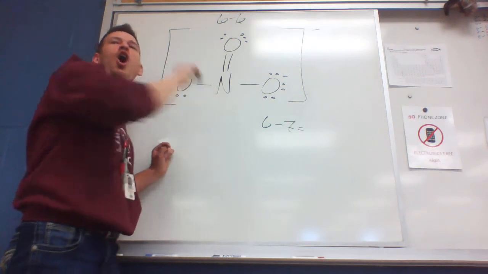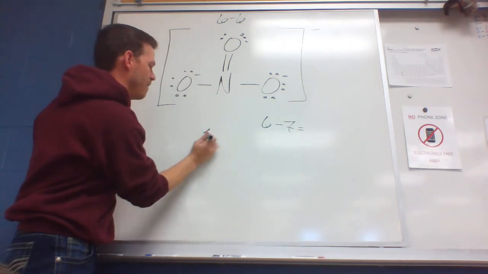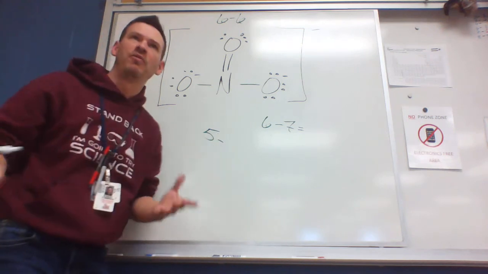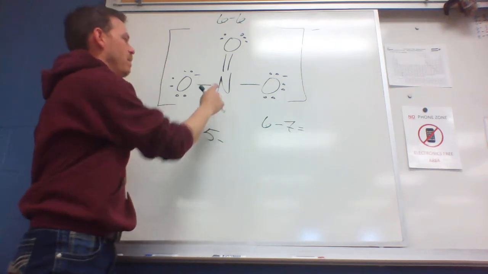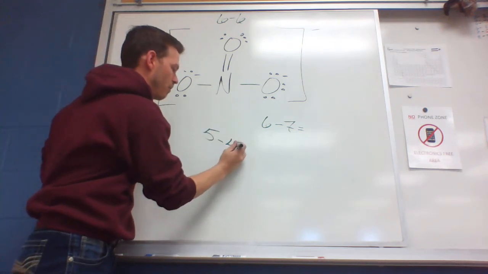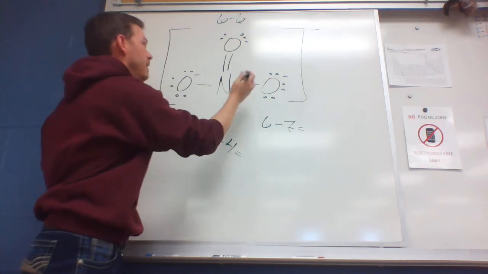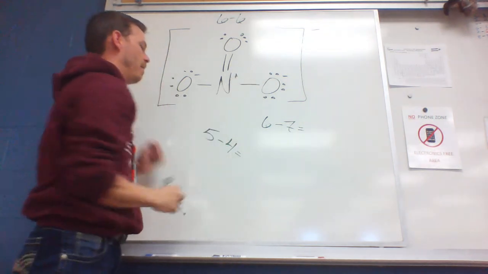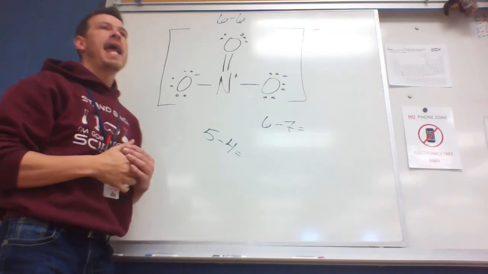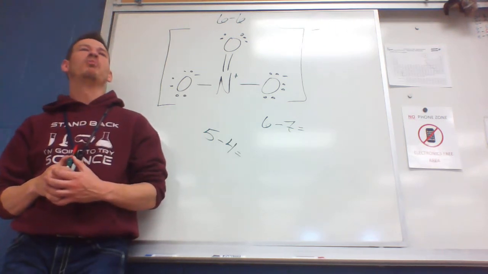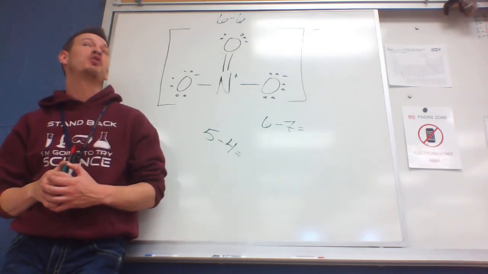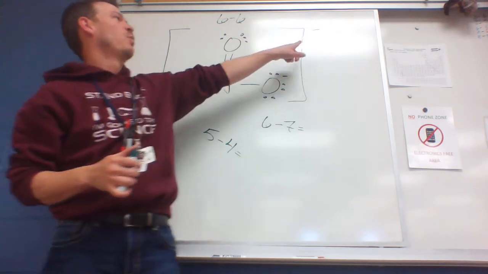Nitrogen here on the table has 5. Do you agree? From group 15. How many does he have in the picture? 4. Therefore, his is a positive 1. Hey, what is the overall formal charge if you add up all 4 formal charges? Hey, guess what? It's going to match that.